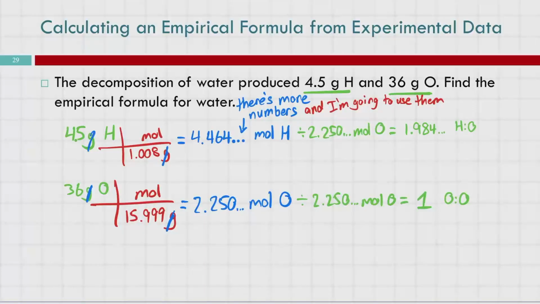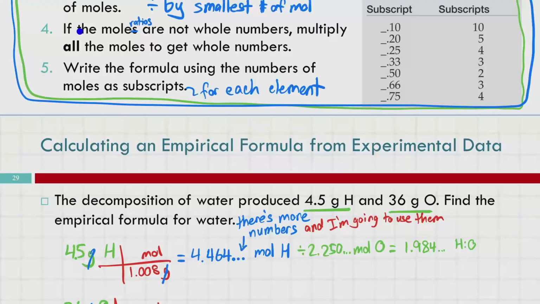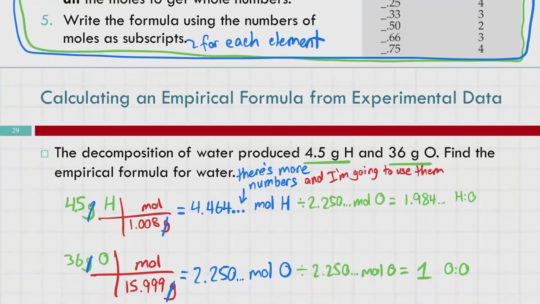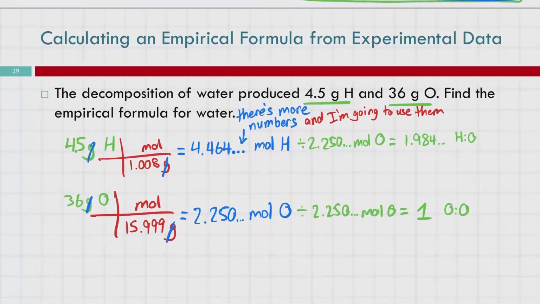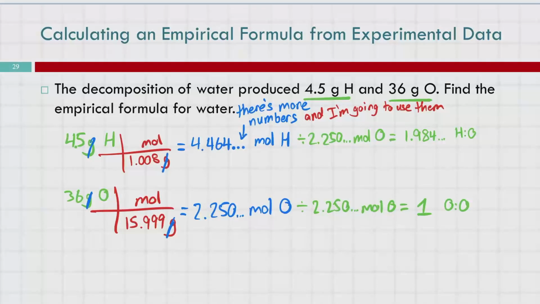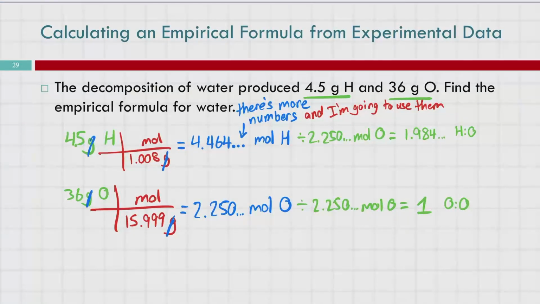So no surprises there. So that's our third step. And now for our fourth step. If the mole ratios are not whole numbers, multiply all the moles to get whole numbers. There's a little bit of plus or minus. There's a little bit of wiggle room. If we're really close to a whole number, 1, 2, 3, 4, 5, etc., countable numbers, if we're really close to one of those, we're just going to round it.